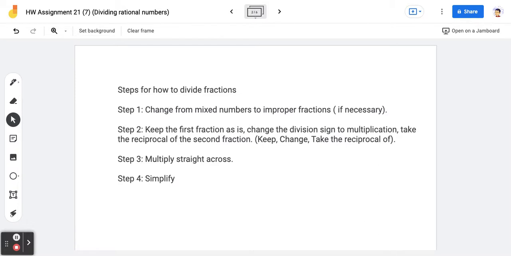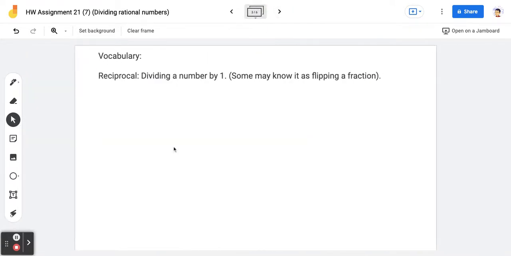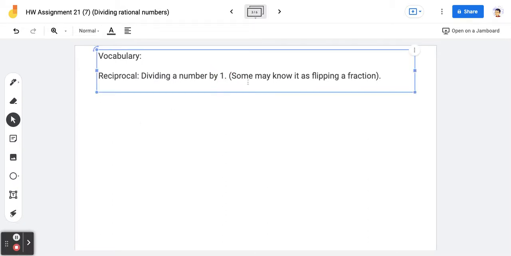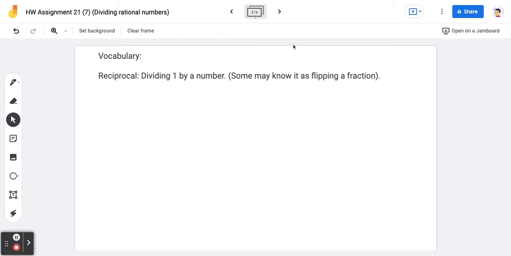Again, when I say take the reciprocal of, what I mean is keep, change, flip. If you want to say keep, change, flip, that's perfectly fine. The reciprocal is essentially dividing a number by 1, but I'm going to take that back. Not dividing a number by 1, but instead dividing 1 by a number. That would be taking the reciprocal of. I apologize for that. We also know it as flipping a fraction.